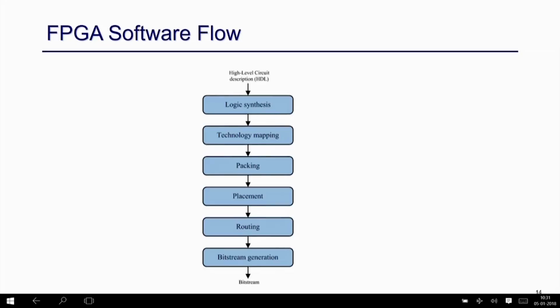Okay. Now, if we just look into our software flow, right. So, the EDA software flow, we know this high level synthesis, then logic synthesis and physical synthesis, right. So, after logic synthesis, you know, in the physical synthesis we have floor planning, placement, routing.